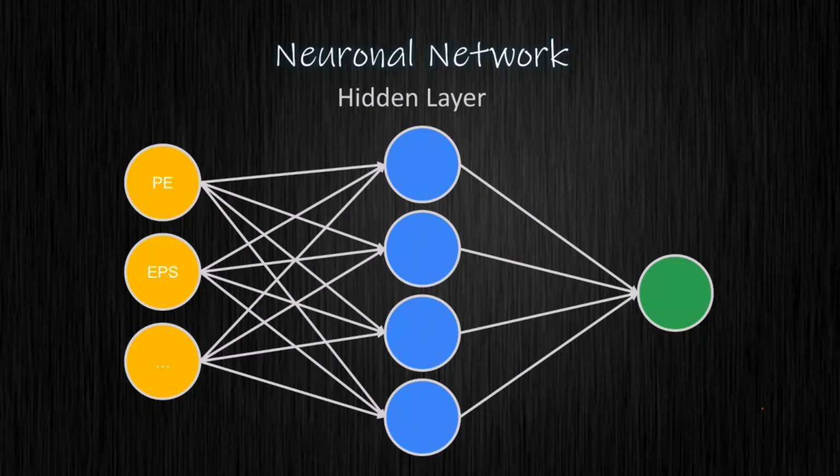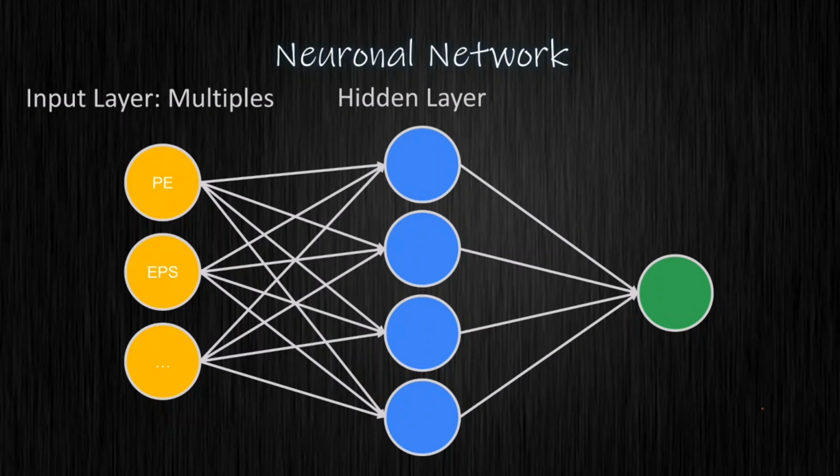The neural network works with different layers of neurons. The first one is the input layer, so for instance the price earnings per share, and all those multiples that we already mentioned before.